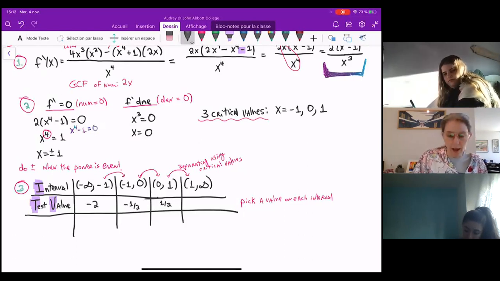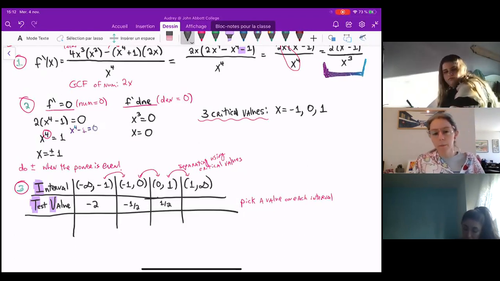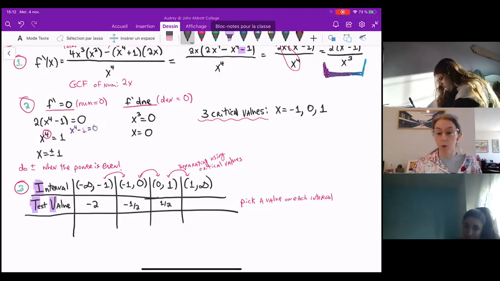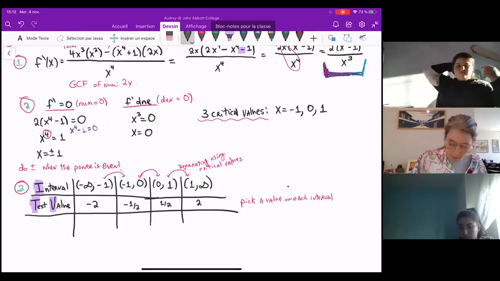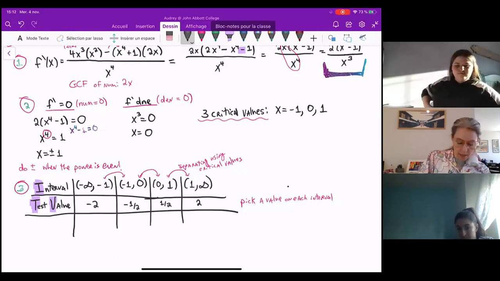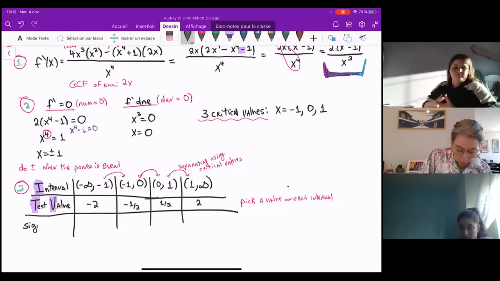-1/2, 1/2. And you guys know I hate decimals, but this is one time where decimals would be okay because they're not part of our final answer. They're just to get a feeling for the sign. So then here I'm going to pick 2. And then my third row will be sign of f prime of x.